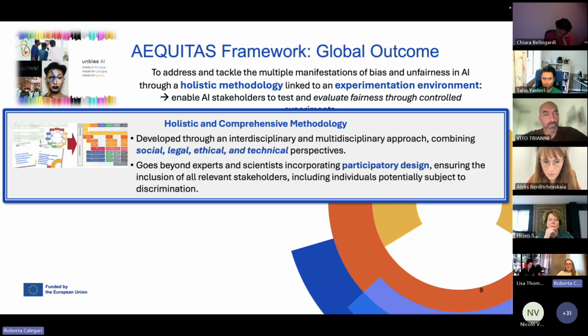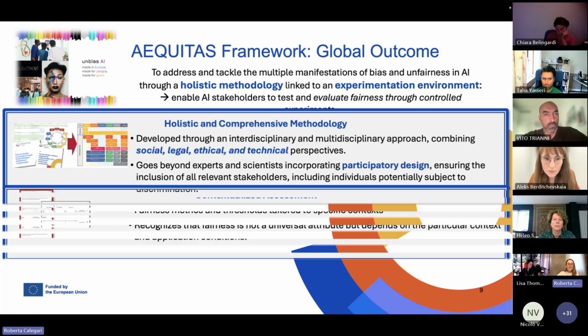So Equitas provides this holistic and comprehensive methodology, and the first point that I want to stress here is that the methodology is interdisciplinary. This is work that cannot be done by computer scientists alone; we need to put together three different perspectives: the social, the legal, and the technical. And how can we make it? Via participatory design. We defined the methodology that grounds each step that should be considered for designing a fair AI system, and the main pillar of the methodology is this participatory design.